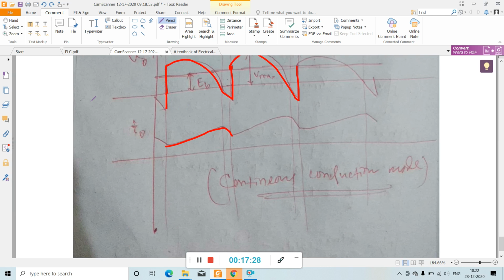So this is all about speed control of a DC shunt motor using a converter.